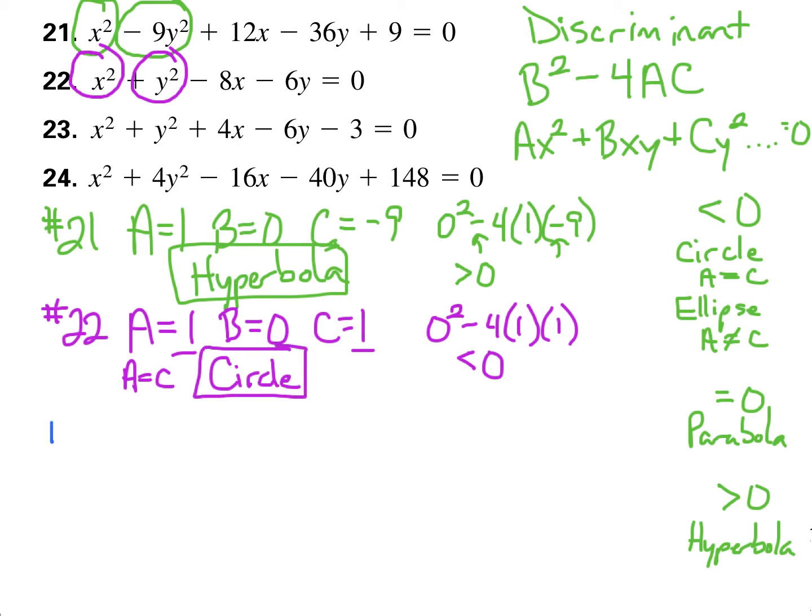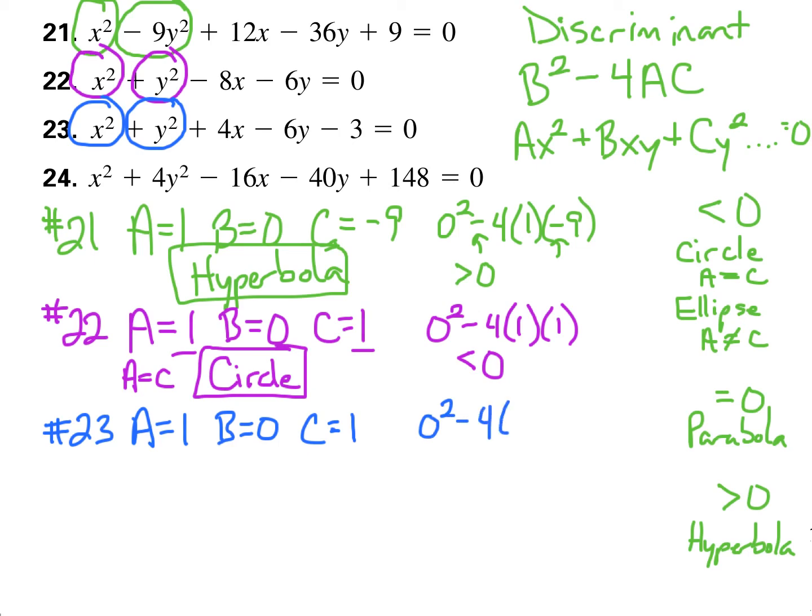Okay. Number 23. A is equal to 1, B is equal to 0, and C is equal to 1. So guess what? It's exactly the same situation as we had in number 22. Again, we don't care about the D, E, and F, because all we're looking to do is classify these. So again, we get 0 squared minus 4 times 1 times 1. Again, it comes up less than 0. Again, A is equal to C, and it is therefore a circle.